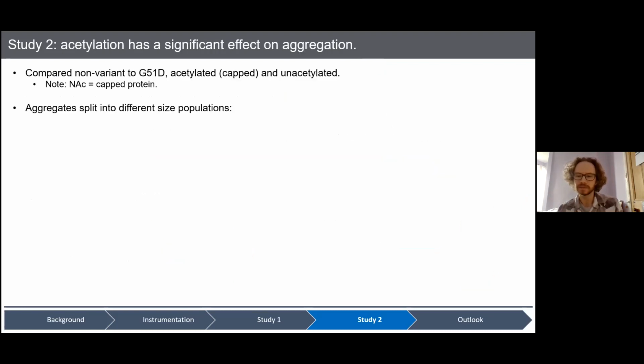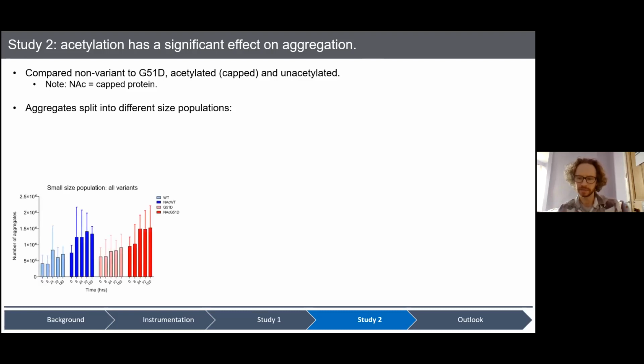We looked at the differences in aggregation for both standard, by which I mean non-variant protein, and G51D, both with the naturally occurring cap, or a tennis racket, and without, and by then splitting these aggregates into different sizes. So if you look at this figure for reference for the small sized aggregates that we get, it shows a comparison of the standard alpha-synuclein in blue and the G51D variant in red, and then with the cap in the dark colors and without the cap in the lighter colors.